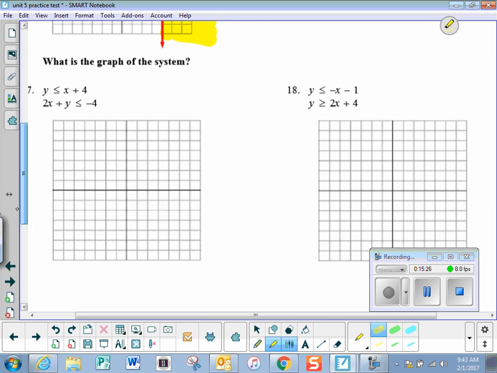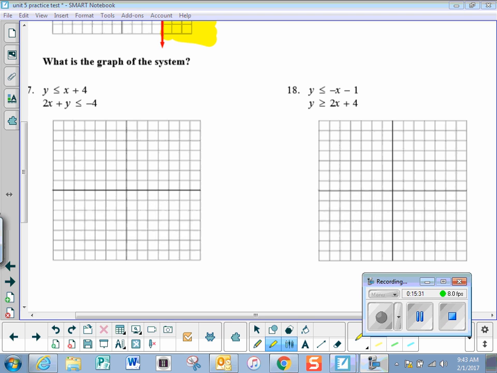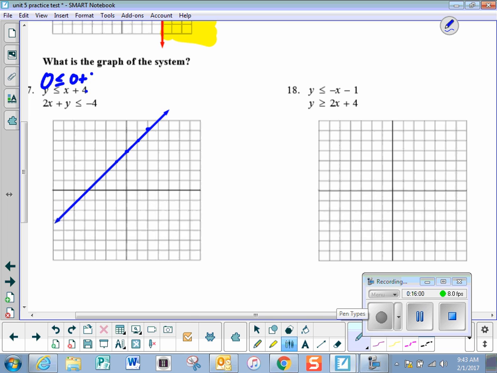What do we do when it's a system of linear inequalities? Same thing, except we have to do both lines, shade both, and see where the shaded areas intersect. So the top one, y-intercept is 4. So I'm going to start at 4, and the slope is 1, so rise 1, run 1. And it is a solid line, so it's going to be solid. And then does 0, 0 work? Is 0 less than or equal to 4? The answer is yes, so I'm going to shade towards 0, 0.